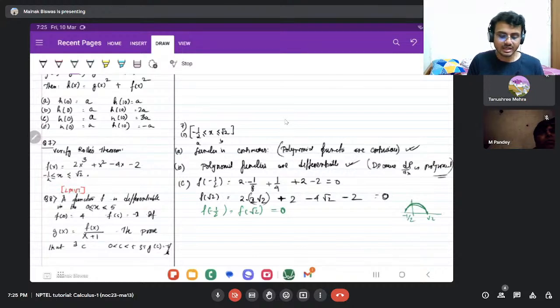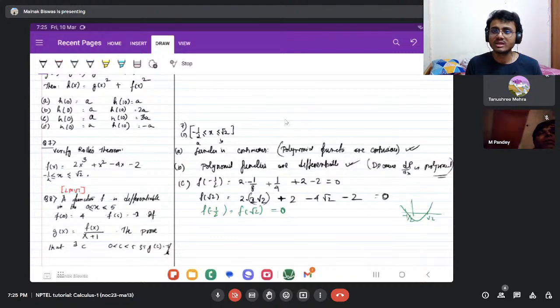It should actually be, I think, an increasing function, because x cube is positive. It should be facing upwards, whatever it is. So what can you say? What do we need to do now? We have to show that there exists a c between minus half and root 2 such that the derivative is 0, right? Then Rolle's theorem is verified.